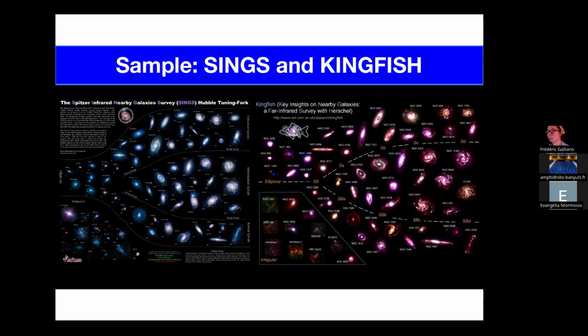We used a selection of nearby galaxies from the SINGS and KINGFISH samples. We have shown here two examples of the Hubble tuning fork diagram, so you can see that these galaxies span a range of characteristics.